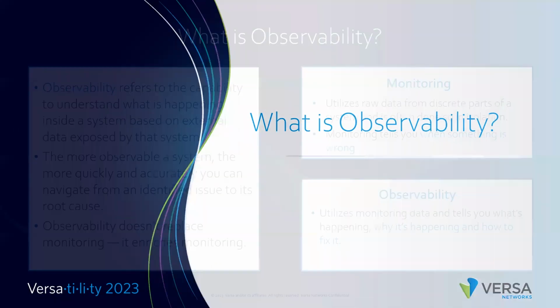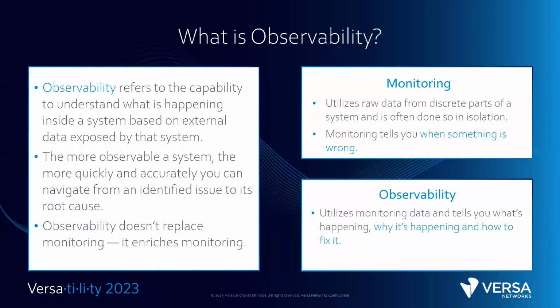By definition, it means the ability to understand what is happening inside the system based on what it exposes. The more observable a system is, the more easily and accurately it can tell the root cause of a problem. Observability does not mean the same as monitoring, and it does not replace monitoring. It enriches monitoring. What monitoring does is collect raw data and events from discrete parts of the system, and these are collected independent of each other.